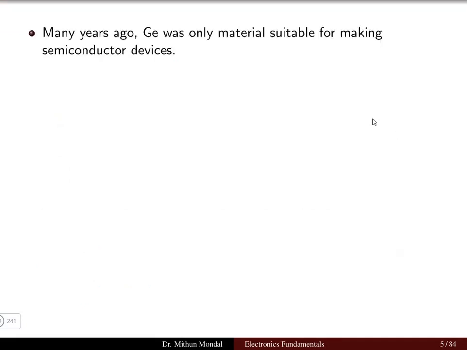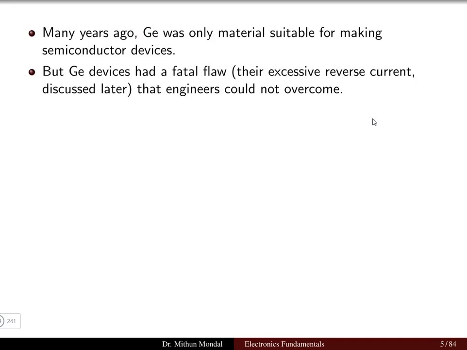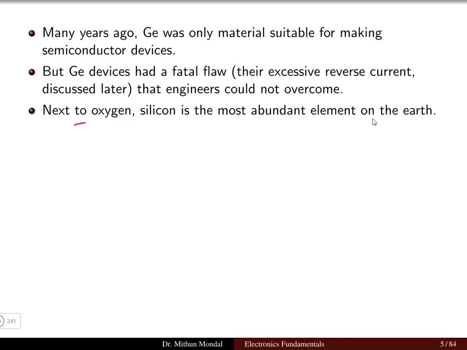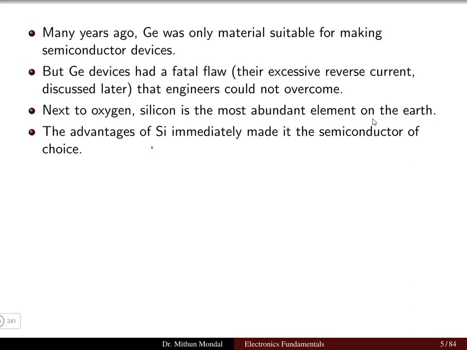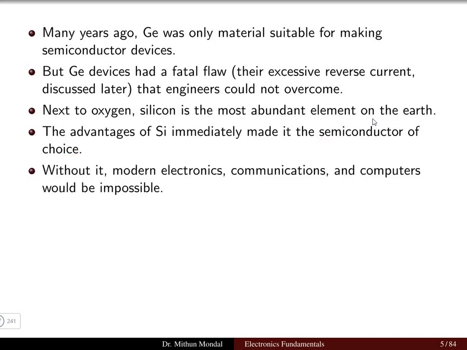Many years ago, it was only germanium which was considered the suitable material for semiconductor devices. But germanium devices had a fatal flaw, which we will discuss, that is the reverse saturation current, which is very high. Engineers needed to overcome this. We know that next to oxygen, silicon is the most abundant element on the earth. The advantage of silicon immediately made it the semiconductor of choice because it is so readily available. Silicon is generally used in electronics, communications, and computers, and without the semiconductor, electronic devices are not possible.